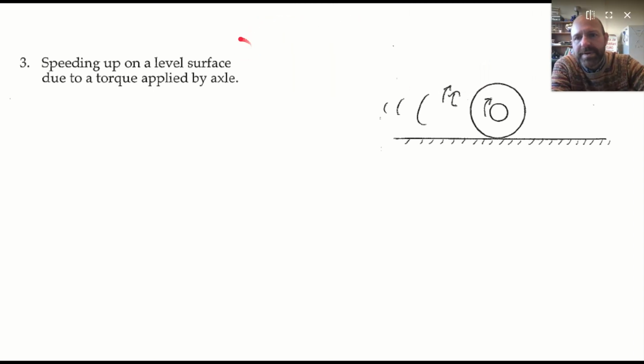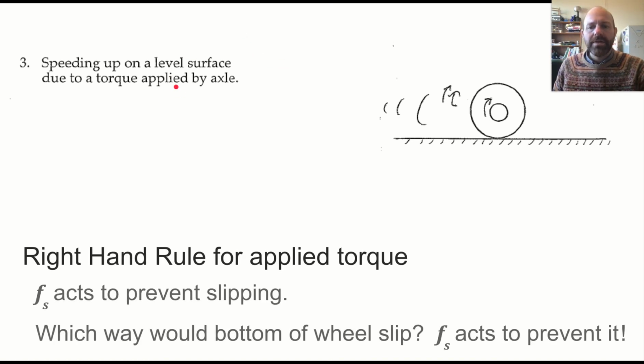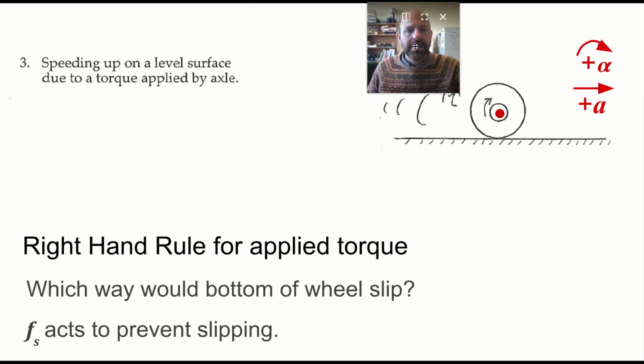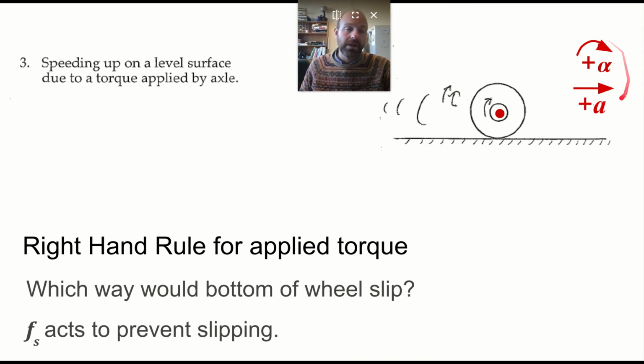Last one here. Speeding up on a level surface due to a torque applied by an axle. This is like the front wheel of a car that's being driven, or the back wheel of your bicycle where the chain is pulling it around. You're applying a torque through those gears, but you're not pulling on it. And so in this case, we need to think about the right-hand rule. If it's going that way, the torque is sort of in, and it would be causing a torque in the positive clockwise direction, which we're going to call positive, right?